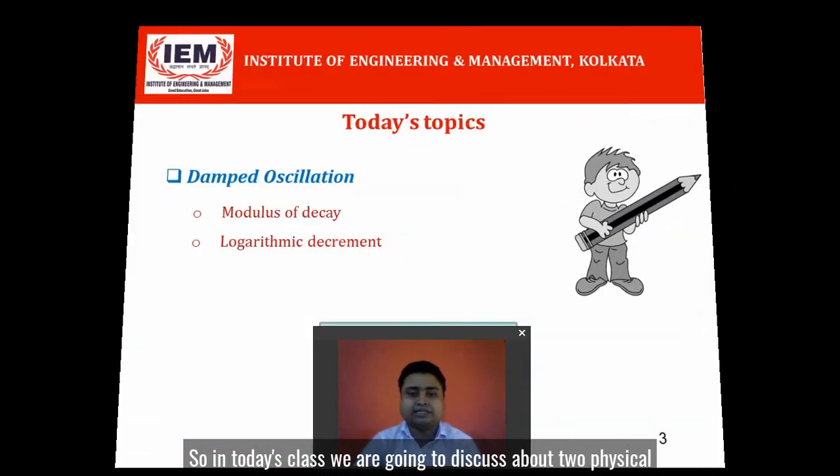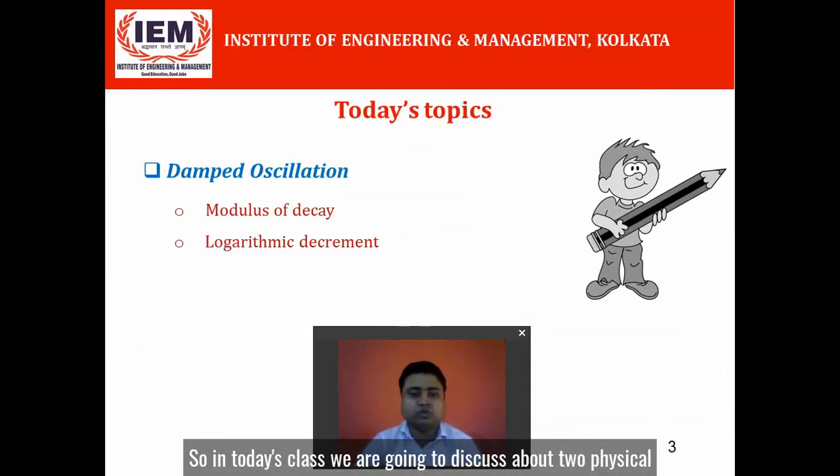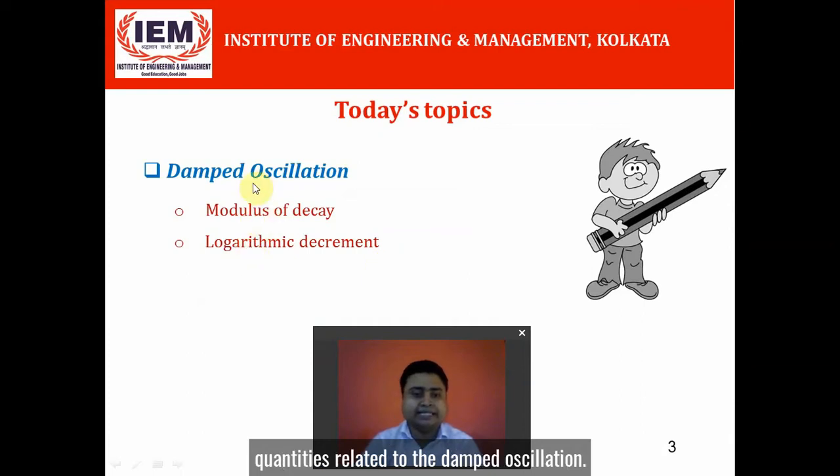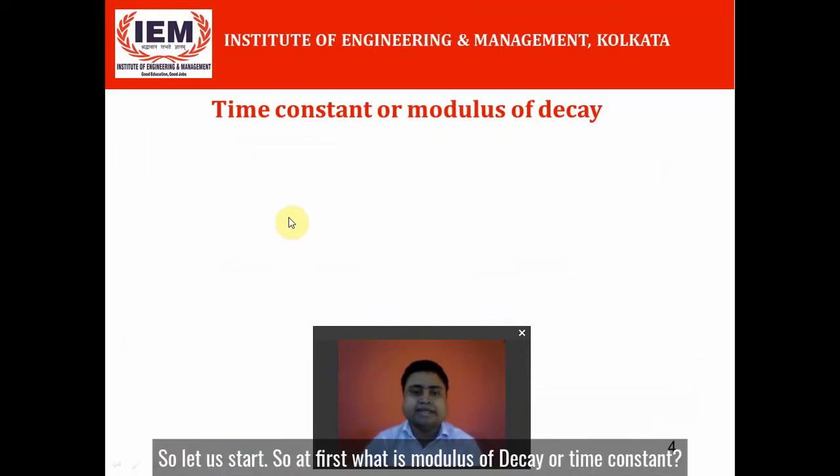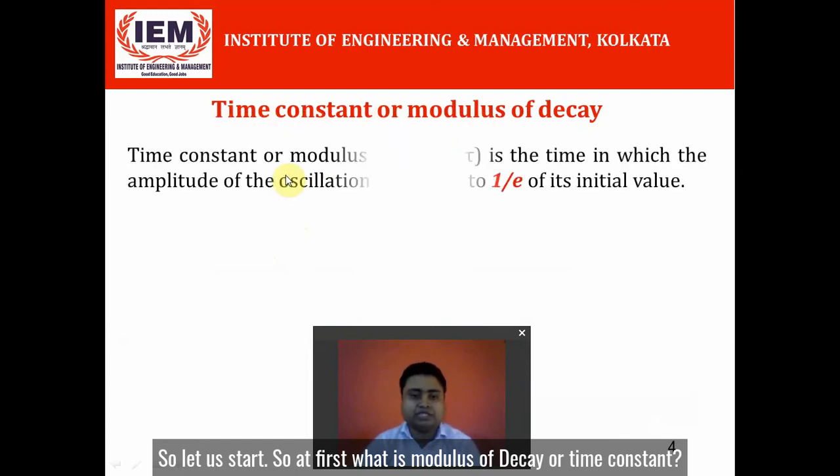So in today's class we are going to discuss two physical quantities related to damped oscillation. Those two quantities are called modulus of decay and logarithmic decrement. So let us start. At first, what is modulus of decay or time constant?